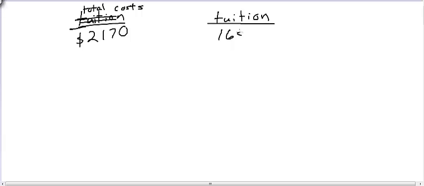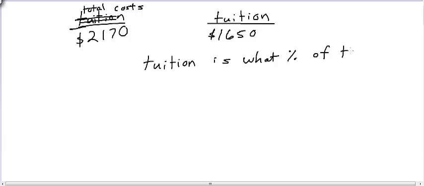where tuition is going to be $1,650. We're essentially asking: tuition is what percentage of total costs. Let's put in what we know. Tuition is $1,650.